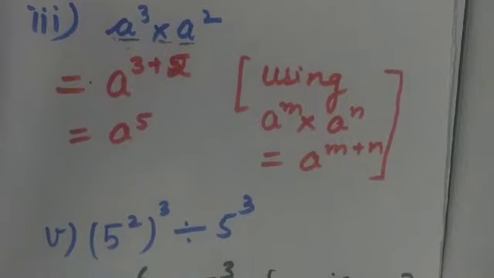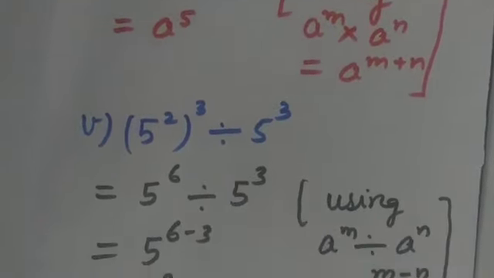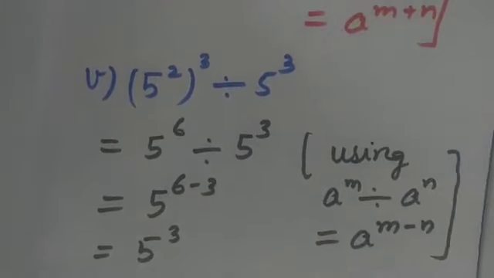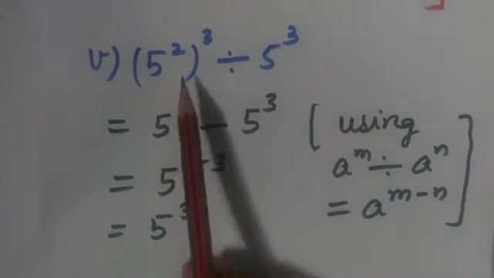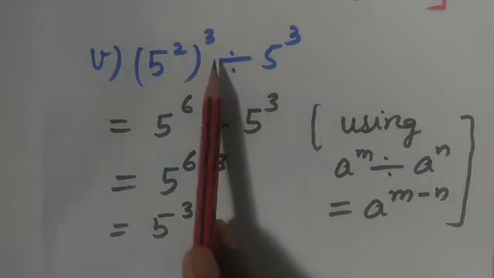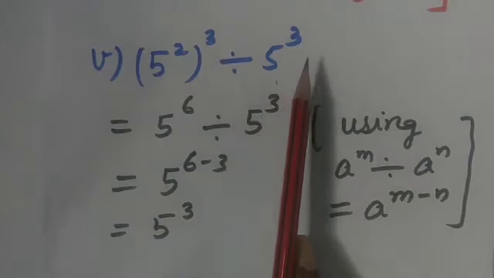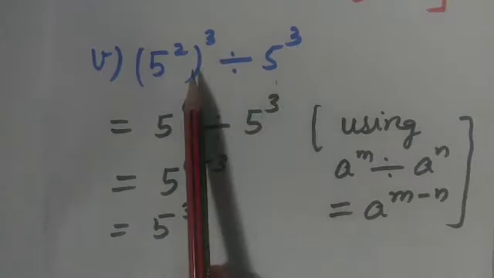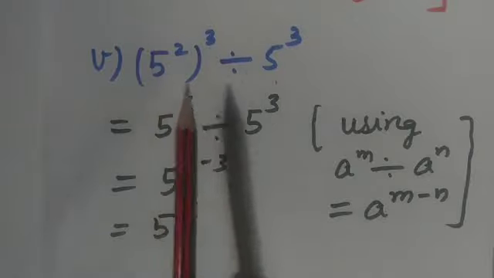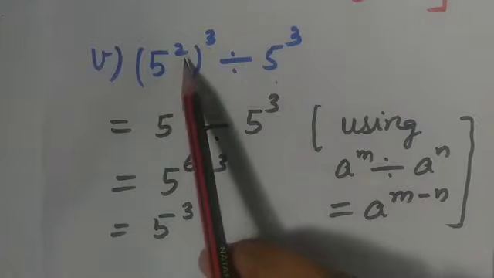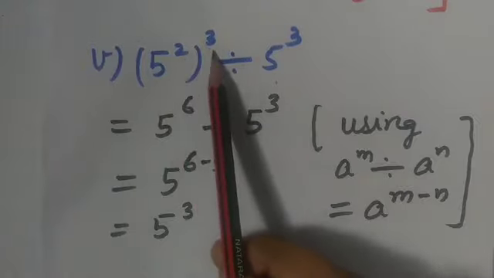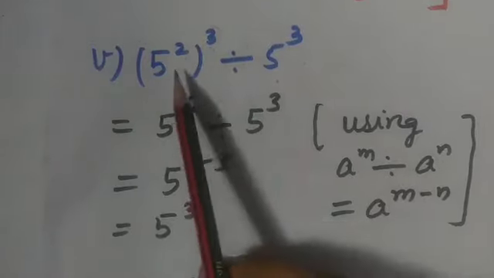Now come to the fifth part. Fourth I have discussed in the previous lecture, so I am taking the fifth part. The fifth part is 5 raised to the power 2 whole raised to the power 3 divided by 5 raised to the power 3. I will solve the bracket first using BODMAS. In the bracket I have 5 raised to the power 2 whole raised to the power 3, so I will solve this expression first.